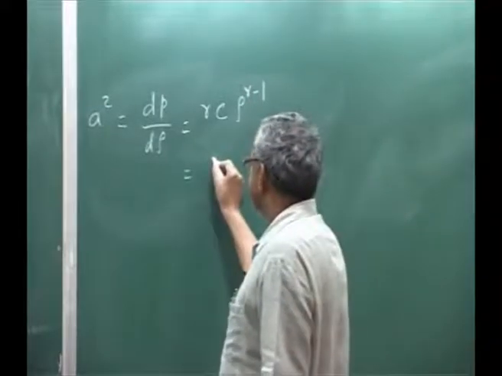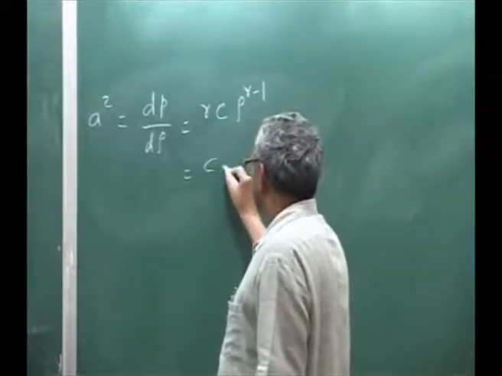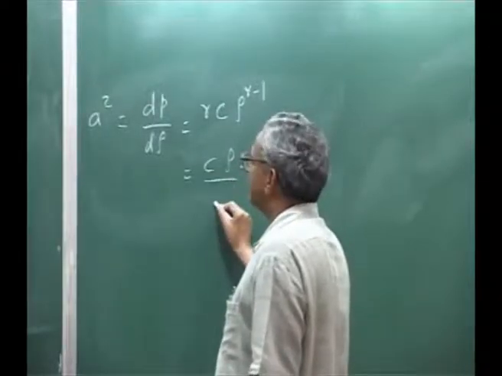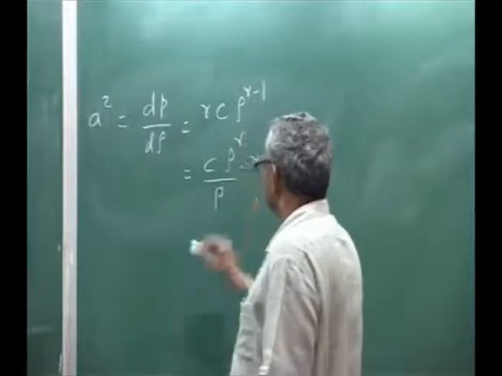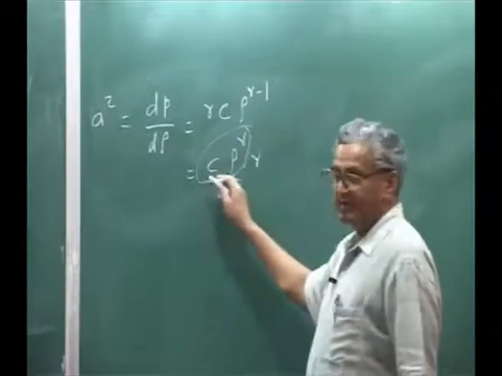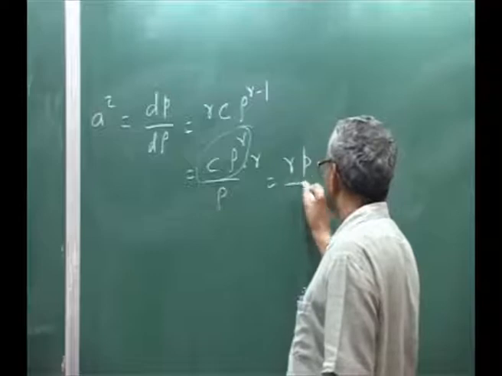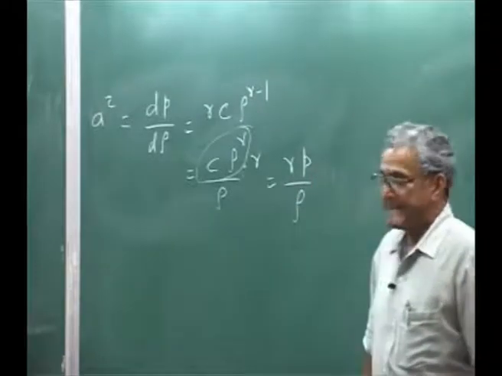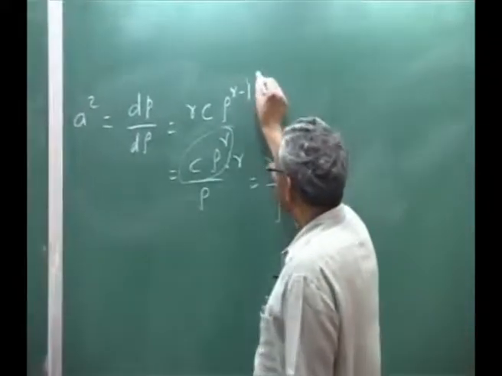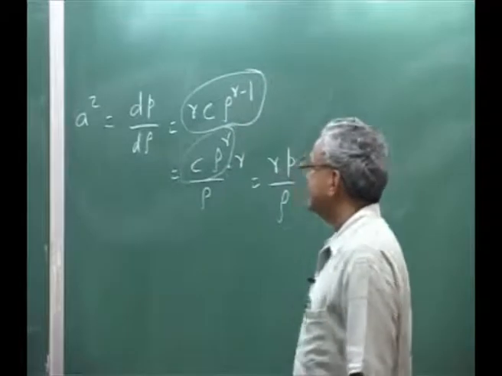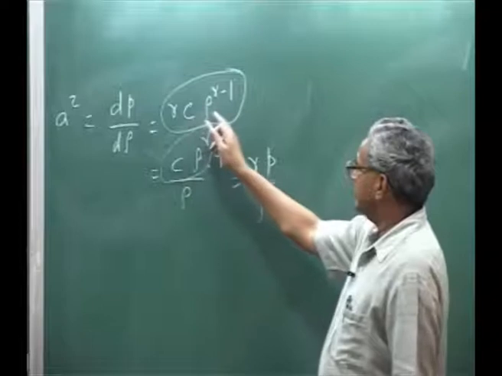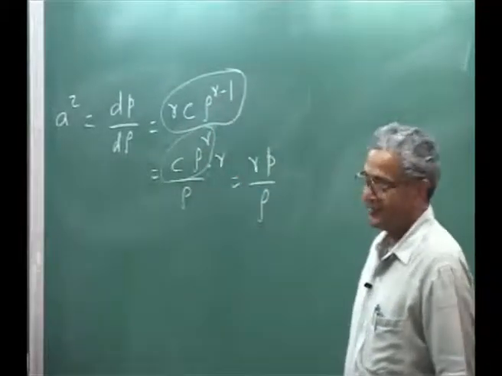This will become C rho into gamma over, what is that, rho power gamma over rho. And this quantity is P. So you will get gamma P over rho, which is essentially this term. A square is gamma C rho to the power gamma minus 1.